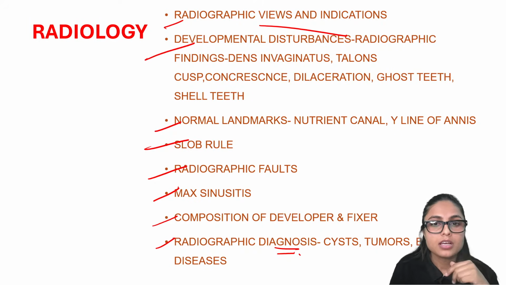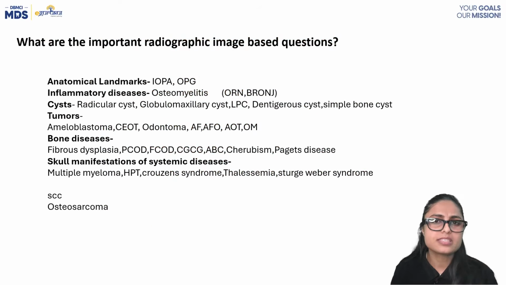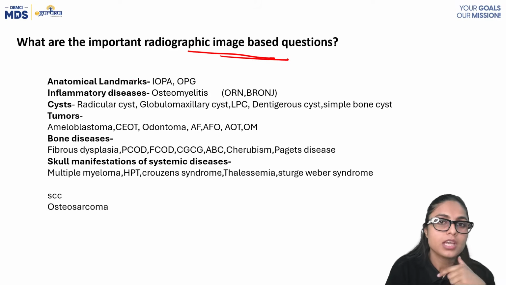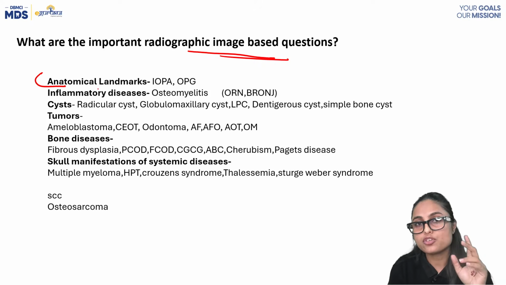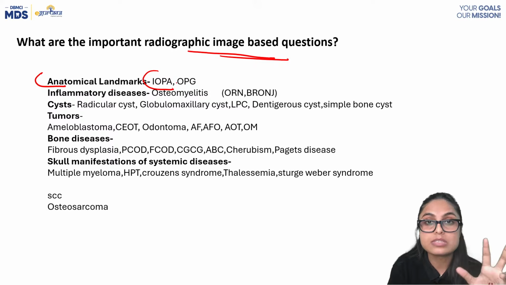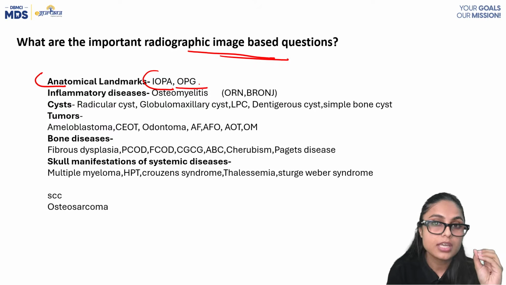All right. Moving on to the next question. Similar question, but a little more detailed. I have put exact entities that you should know. So, important radiographic image based questions. You should know anatomical landmarks. You should be thorough with anatomical landmarks that you see in IOPA and OPG.